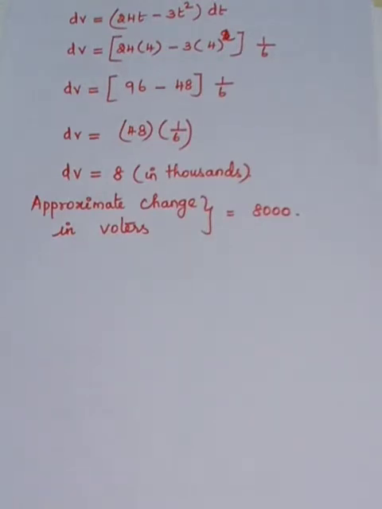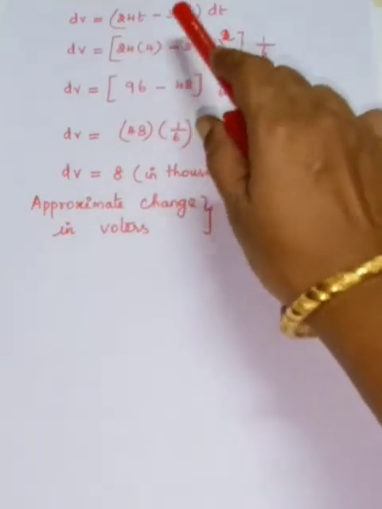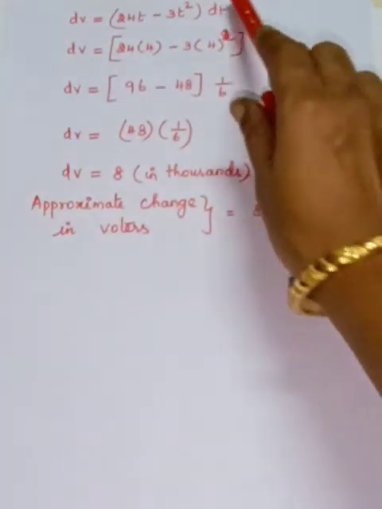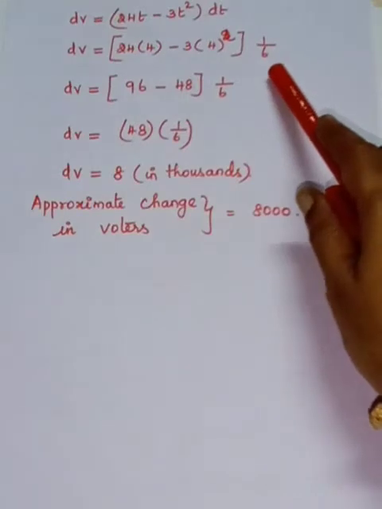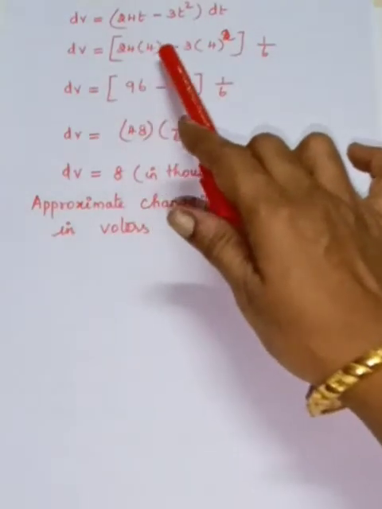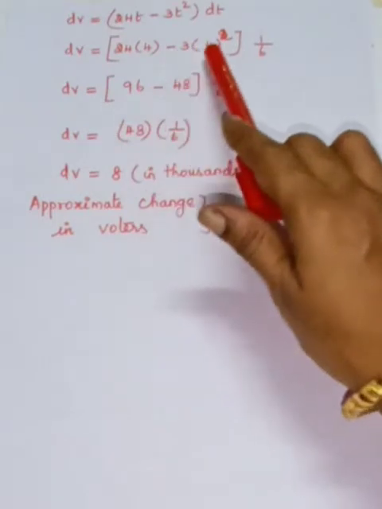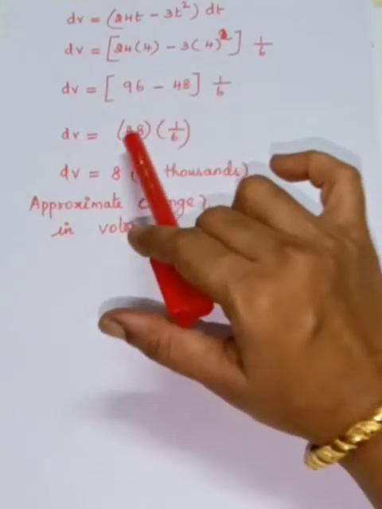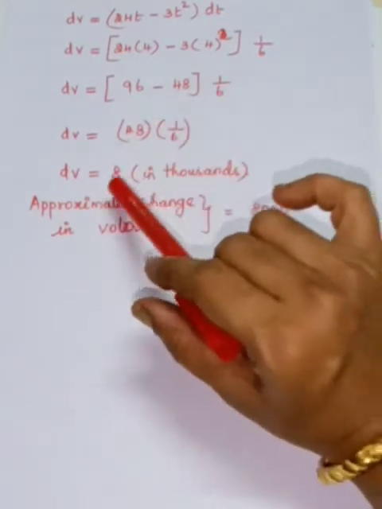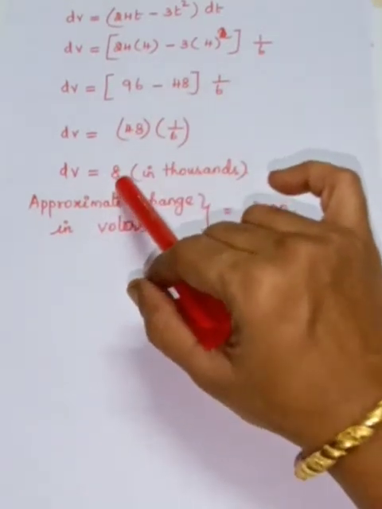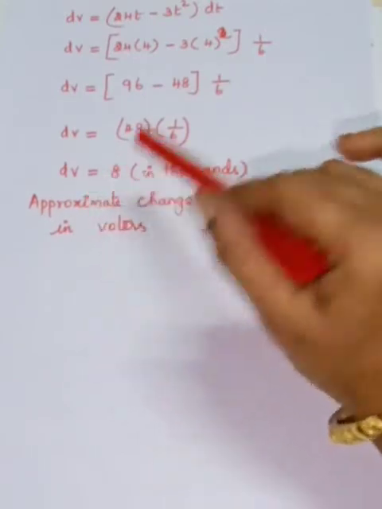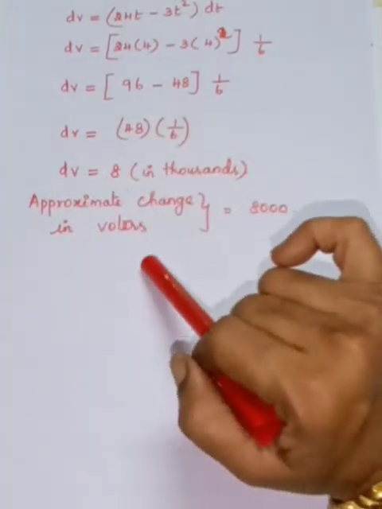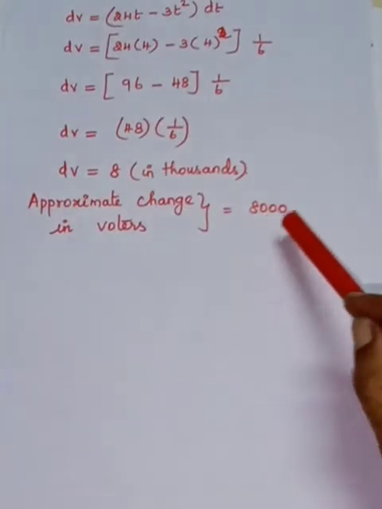So here what is t? T starting is 4 years. So in the place of t you have to substitute 4, and t squared is 4 squared. What is dt? The time change is 1/6. So 24 into 4 is 96, minus 4 squared is 16, 16 into 3 is 48. 96 minus 48 is 48, into 1/6. The answer is 8. We have to find the voters in 1000, so the approximate change in voters is 8000.